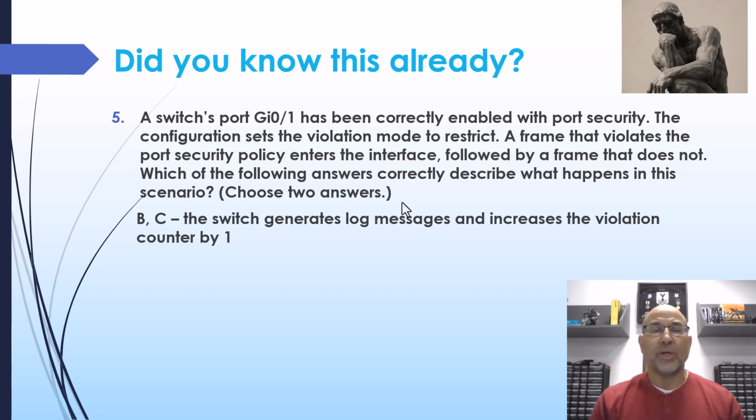Question number 5, a switch's port Gig 0/1 has been correctly enabled with port security. The configuration sets the violation mode to restrict. So this is not shutdown and this is not protect, right? A frame that violates the port security policy enters the interface, followed by a frame that does not. Which of the following answers correctly describe what happens in this scenario? So there's a couple of things, right? One is that a log message will be generated. A log message is generated for all of the modes, and the violation counter will be increased by 1 because one MAC address violated and the other one did not.